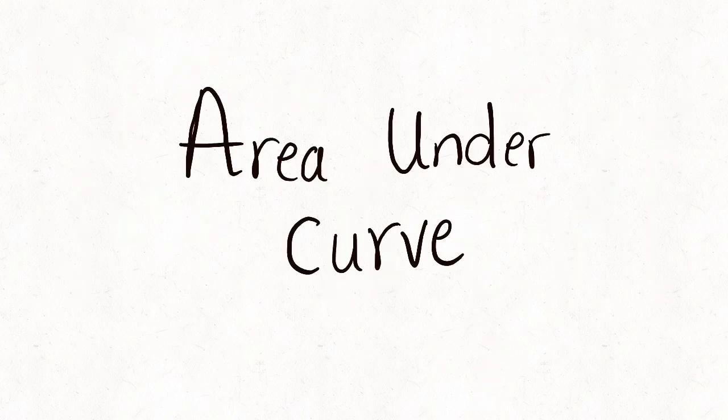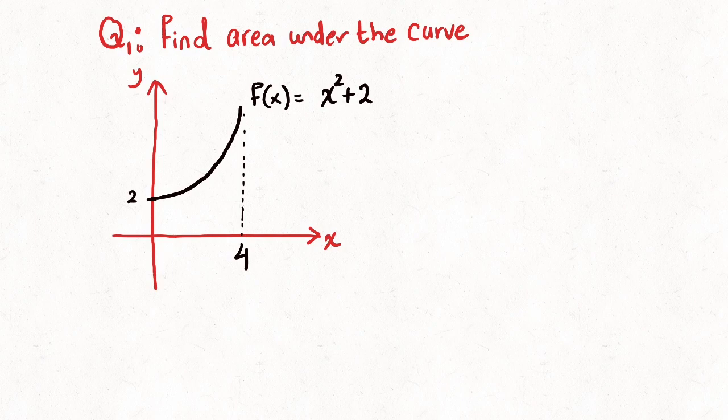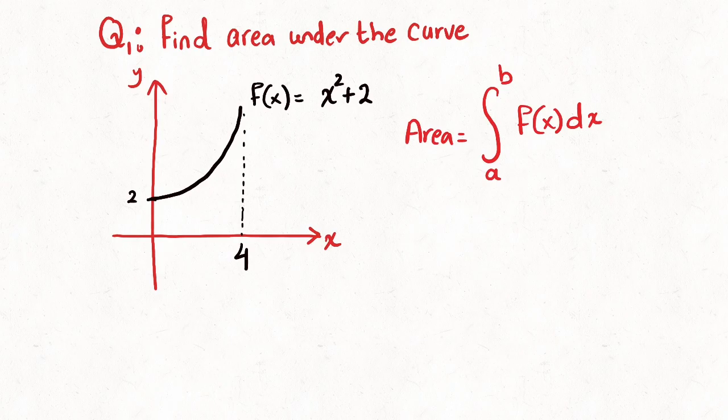Finding area under the curve. Find the area under the curve illustrated in front of you. In this function or this curve, we can predict that a actually is x equals 0 and b equals 4. Basically the area is the integration from 0 to 4 for x squared plus 2.